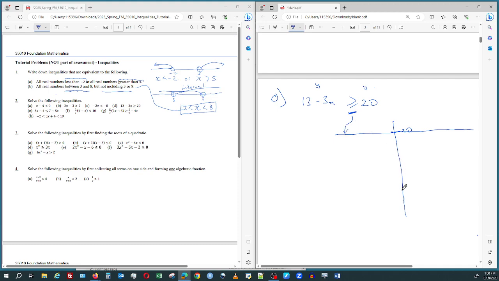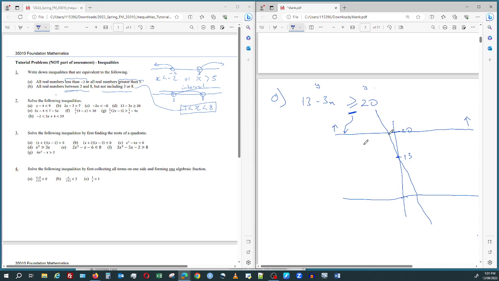Now we've got 13, so if we do 20 there, 10, 13 will be about there. And minus 3x. Minus 3x is very steep. Okay, minus 3x is in that direction. So then we need to know what the region is. So greater than 20, wow. Greater than 20 will be that way.